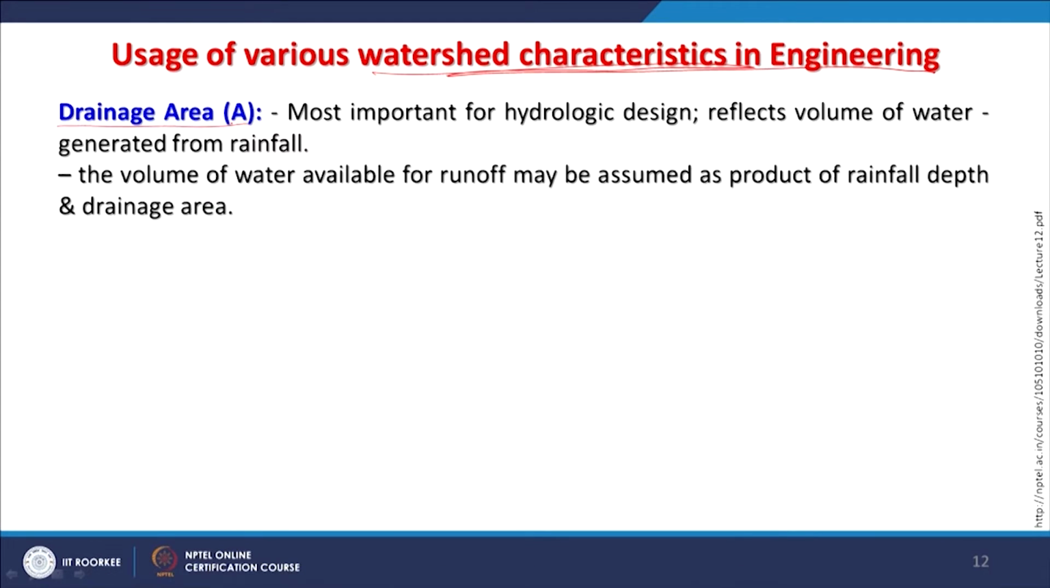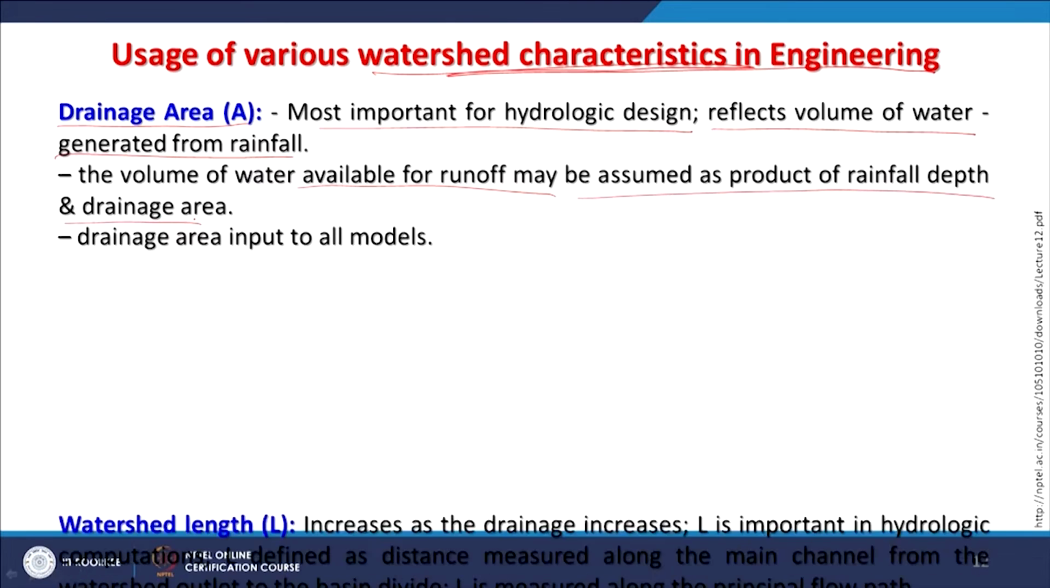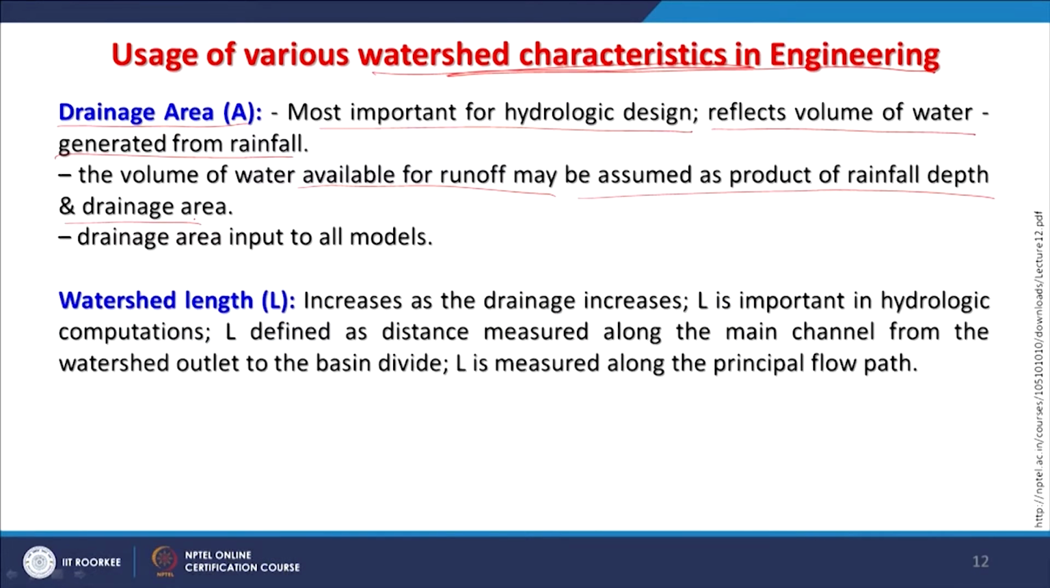That is the area which is being covered, most important for hydrologic design, and it reflects the volume of water generated from the rainfall. The volume of water available for runoff may be assumed as the product of rainfall and drainage area. Drainage area is an input to all models, which is always required. Now, watershed length increases as the drainage area increases. So, L is important in hydrologic computation.